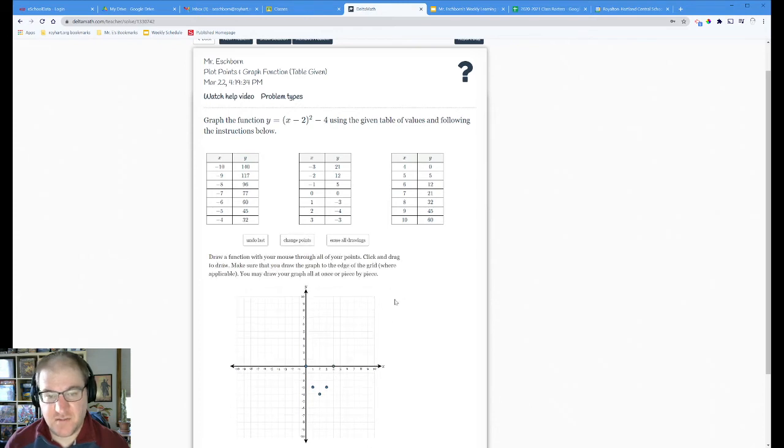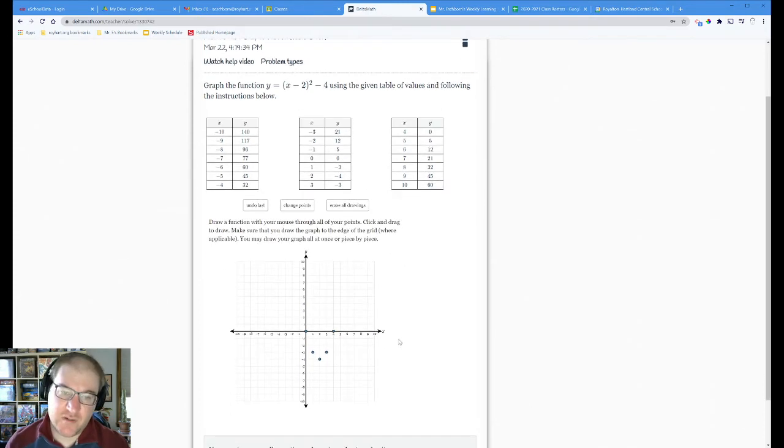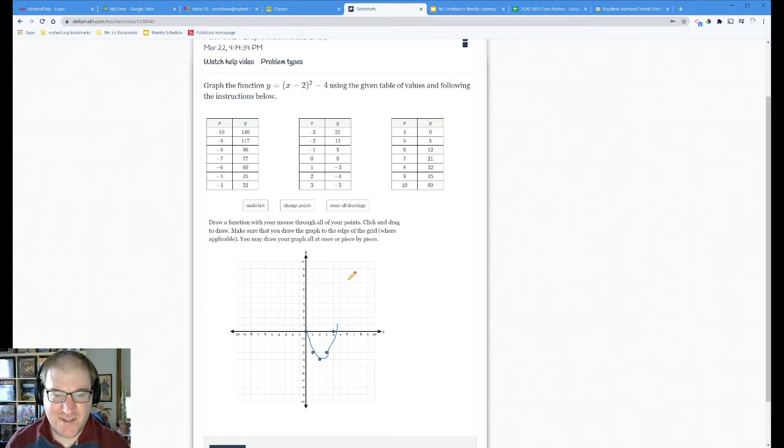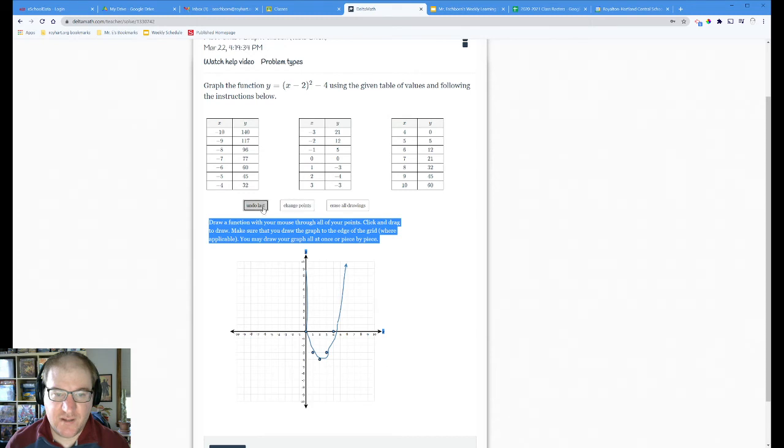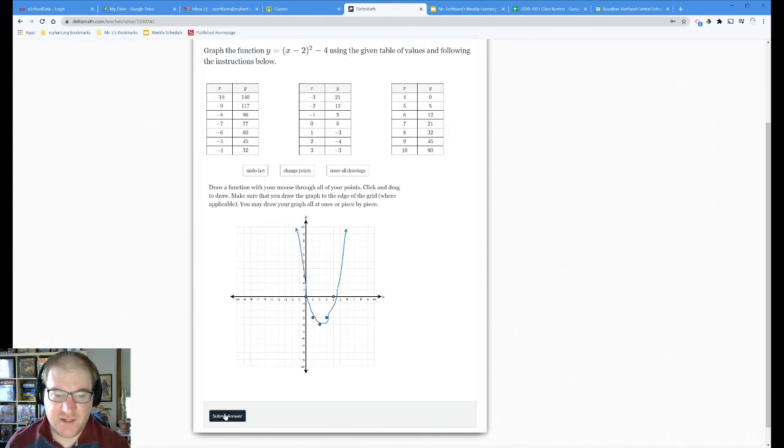I can click done. And now it says draw a function with your mouse through all the points. Click and drag to draw. Make sure you draw the graph to the edge of the grid where applicable. You can draw a graph all at once or piece by piece. So I'm going to do my best drawing skills there. And then if I keep it going that way, it's going to look like that. Let's see how close I got.